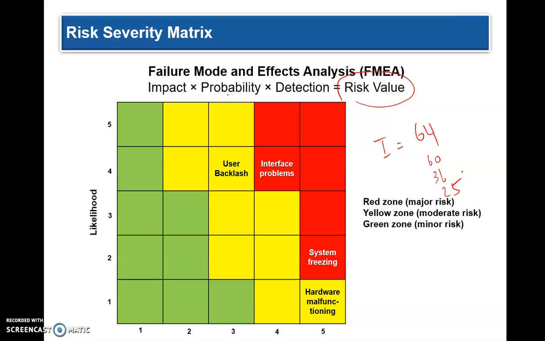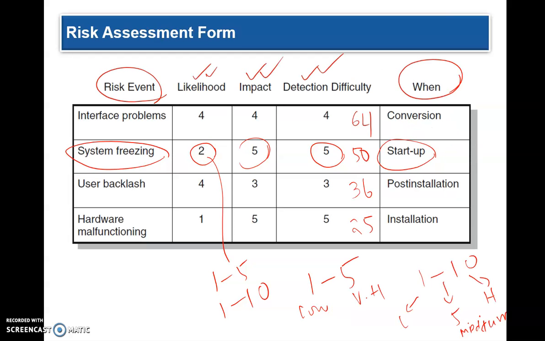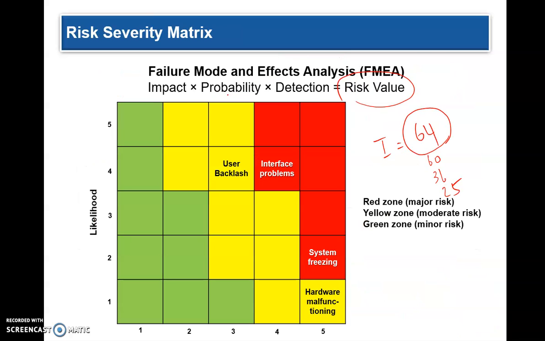So now you can see that the major risk is going to be the interface problems at 64. The interface problems is 64, right? That is the highest number that you got. So that'll be the major risk. Systems freezing is 50, that is also major. But the likelihood here is 2. The likelihood for the interface problem is 4.